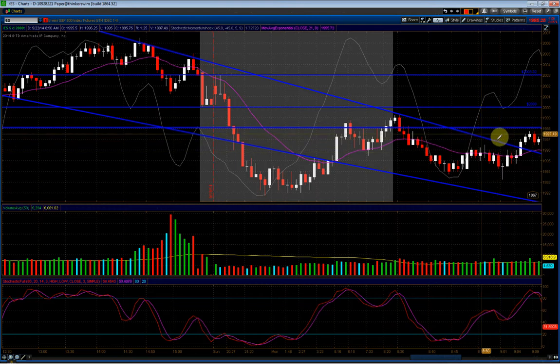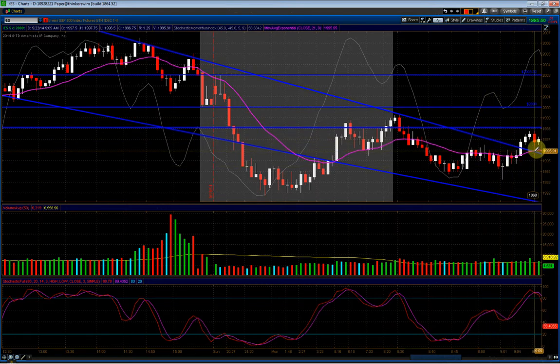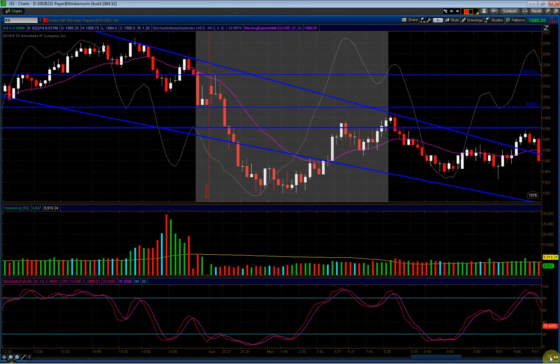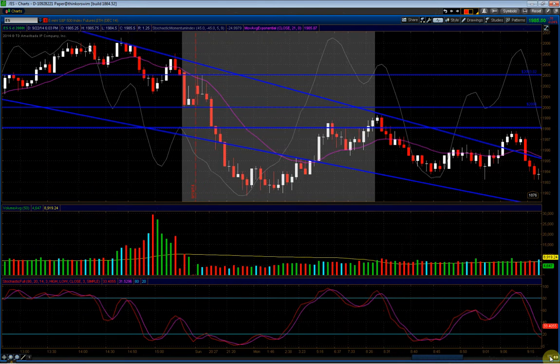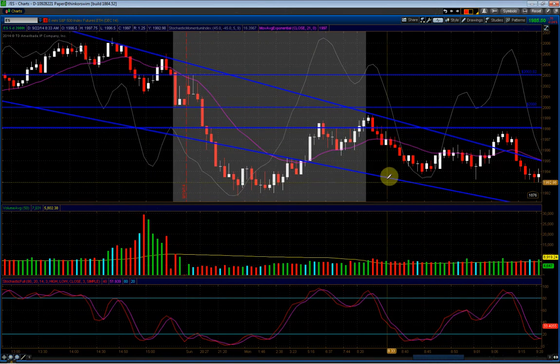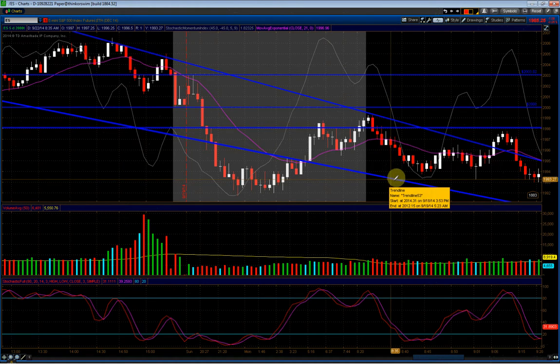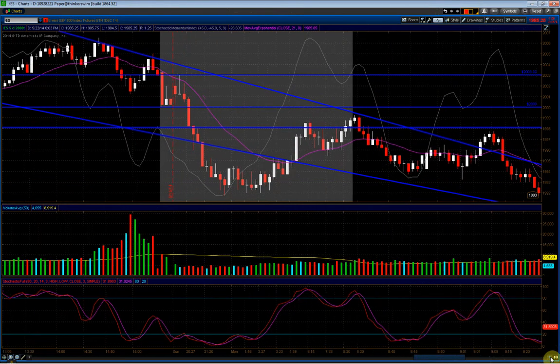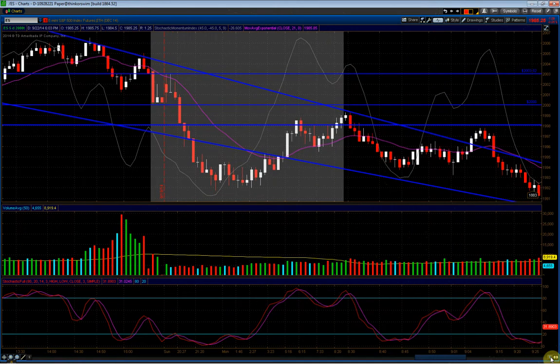Okay, we broke out above this trend line here, and we broke out above the 21 EMA. So let's see what happens. It pulled back. It broke through it. Okay, and we did just create a lower low on the day, a new low on the day. So let's see what happens. Still kind of just waiting for direction here.